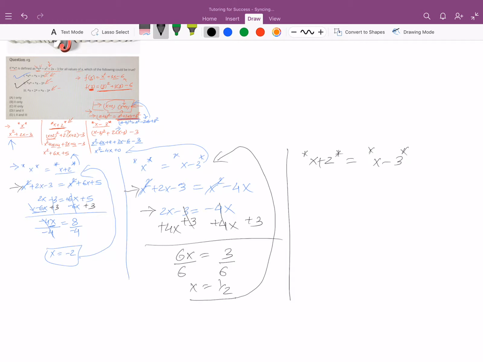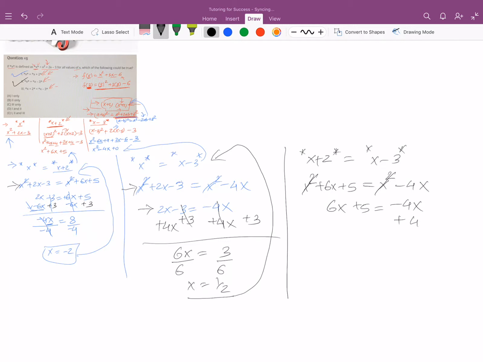I already know the expansion for (x plus 2) star, which is x squared plus 6x plus 5. Likewise, I also have the expansion for (x minus 3) star, which is x squared minus 4x. Similarly, x squared cancels out for the same reason. They're both positive, same term, opposite side of my equation. 6x plus 5 is what I have left on this side, and negative 4x on the other side.